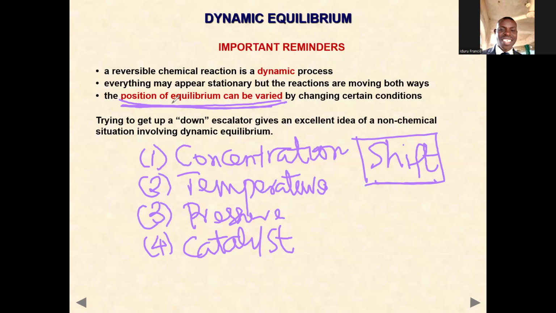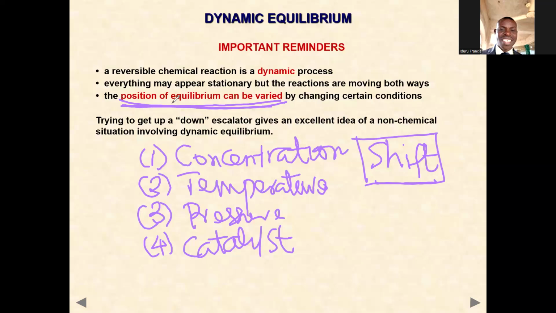If it shifts to the right-hand side, it means that the forward reaction is favored. If it shifts to the left-hand side, it means the backward reaction is favored. So there are some conditions that I will explain that will help us to understand all of that.